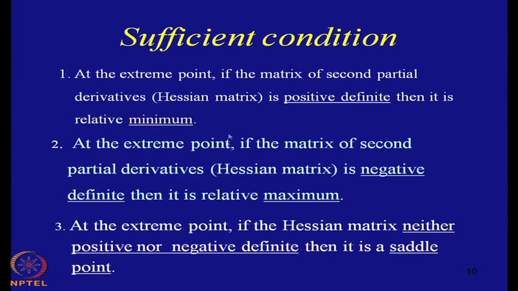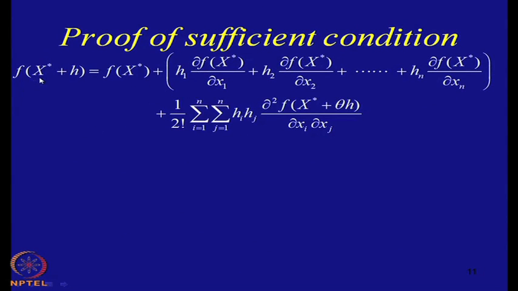We need to know a few things to prove the sufficient condition. First of all, we need to know what the Hessian matrix is, then we need to know the meaning of positive definiteness and negative definiteness of a matrix in general. That is why we are now starting the proof of the sufficient condition. Again I am coming back to the expression I have explained, that is the Taylor series expansion, where after the second term we have taken the Lagrange form of remainder.